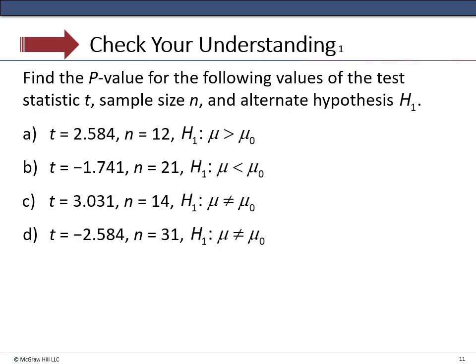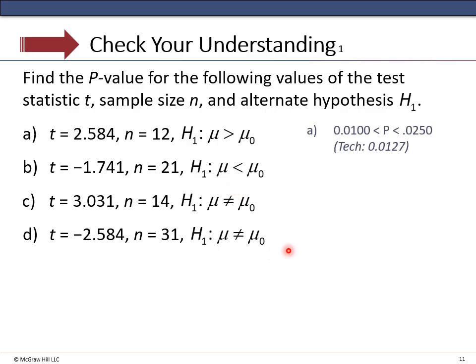So here I have some problems. Find the p-value for the following values of the test statistic, sample size, and alternative hypothesis. T equals 2.54, n equals 12, and the hypothesis is right-tailed. Okay? So we have right-tailed, left-tailed, and two tails, sorry.